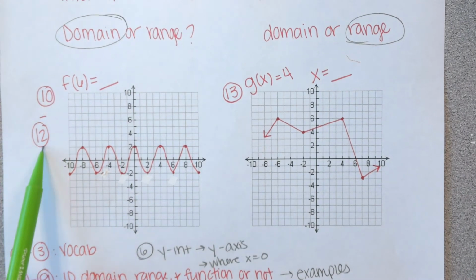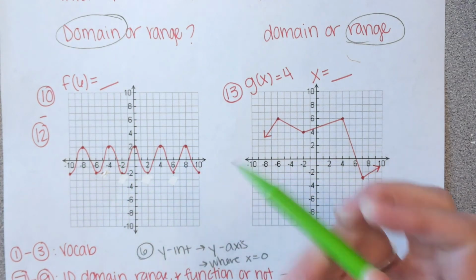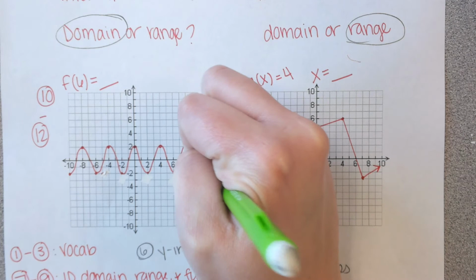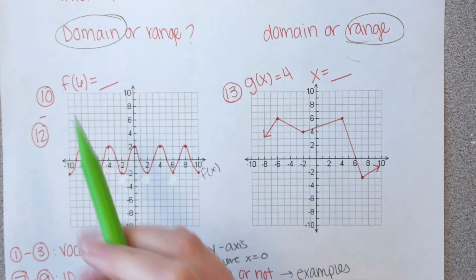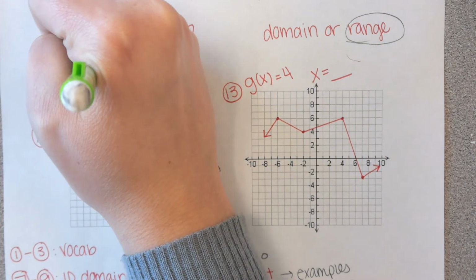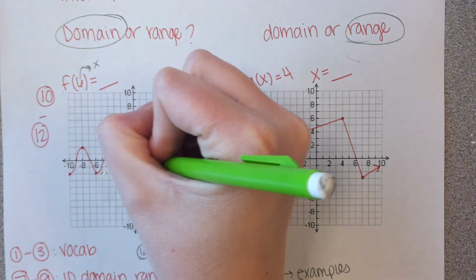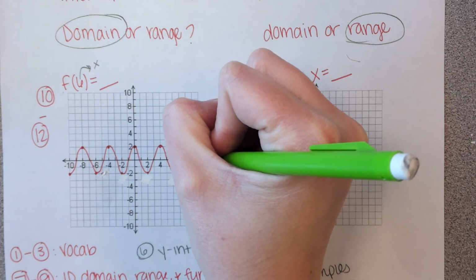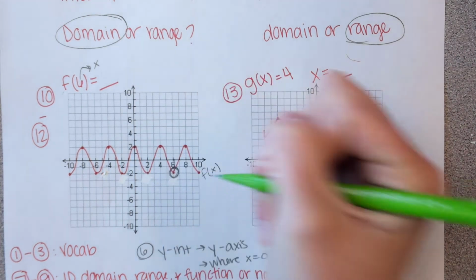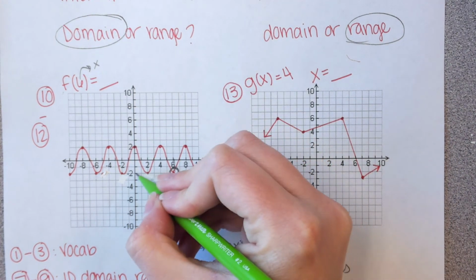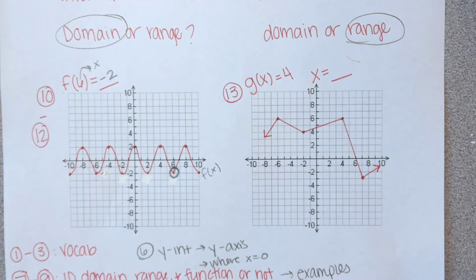So questions 10 through 12 are very similar. You're given the graph of a function, and this is f of x, and it wants to know what f of 6 equals. So we know that 6 is really our x, or our input. On the graph, we're going to find where x is positive 6. So here's where x is positive 6. Where's the graph at on positive 6? It's down here on negative 2. So I'm going to say f of 6 equals negative 2.